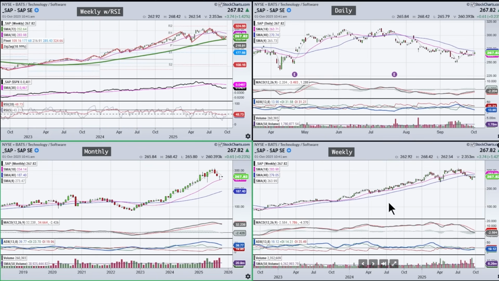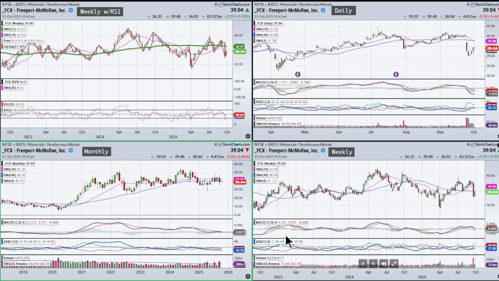I don't dislike the way this is setting up. In fact, I'm kind of attracted to it, but I do think it'll take a little bit of time. I don't expect this to just turn and go. All right. I think it'll be a little bit more work before it's ready to do that.